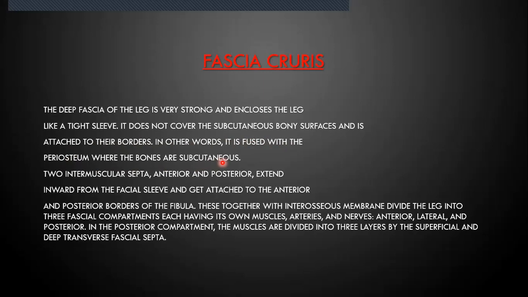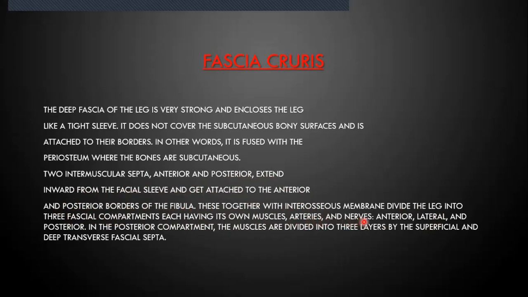Now, this is one modification of the fascia cruris. Two intermuscular septa, the anterior and posterior intermuscular septa, extend inward from the fascial sleeve and get attached to the anterior and posterior borders of the fibula. Together with the interosseous membrane, they divide the leg into three fascial compartments. Each fascial compartment has its own muscles, arteries, and nerves.